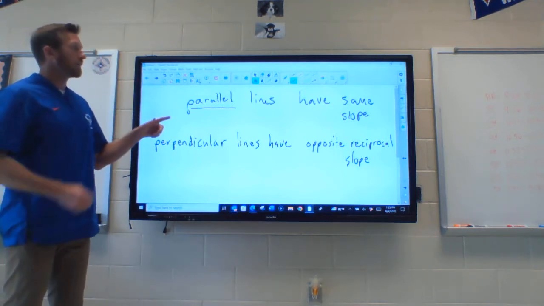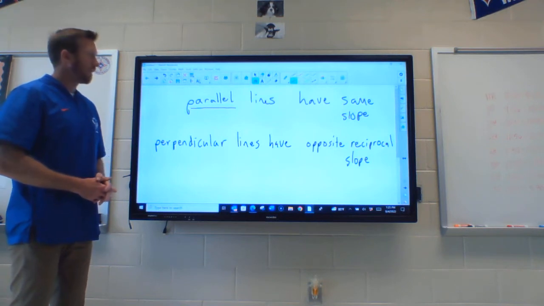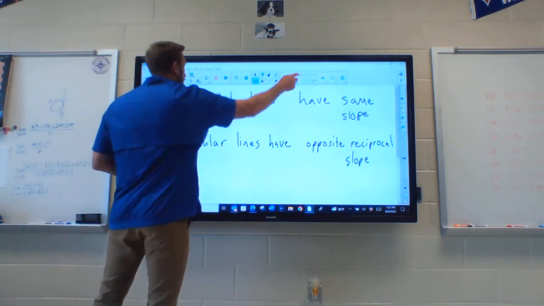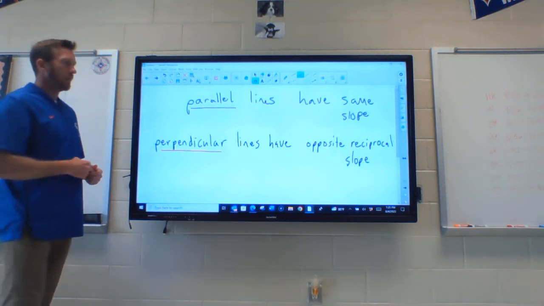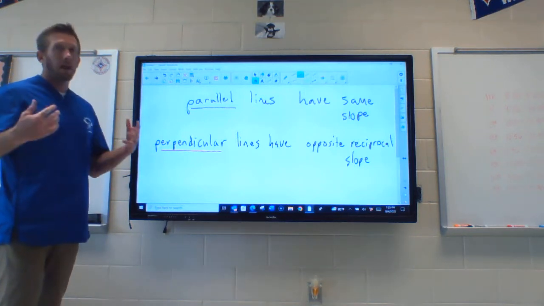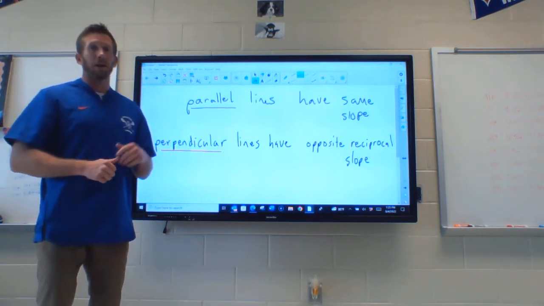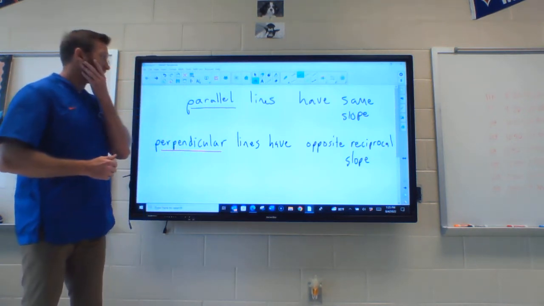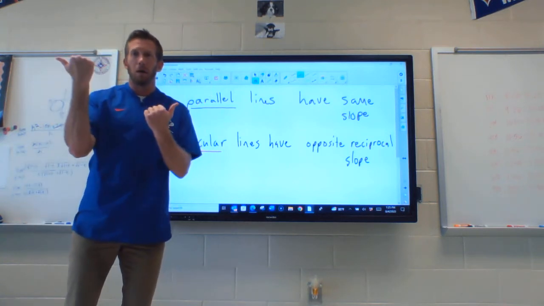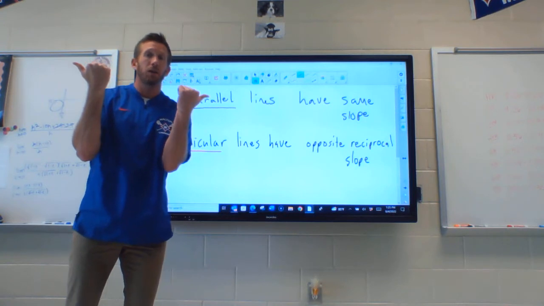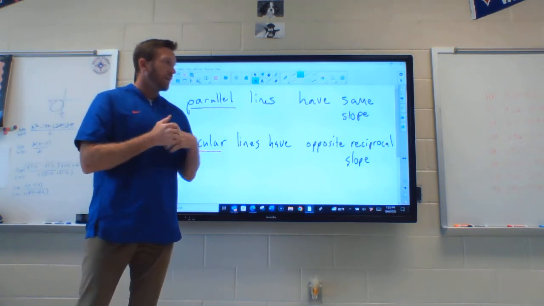Parallel lines have the same slope. Perpendicular lines have opposite reciprocal slope. I'll say negative reciprocal slopes of each other, meaning if one is positive, the other is negative. Okay? So opposites are in opposite directions. If one is in a positive direction, the other is in the opposite direction. That is the negation of that. That is the negative of that.